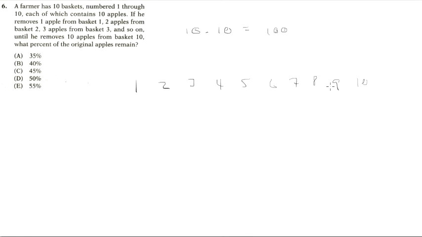So we have 10, 20, 30, 40, 55 that he removed. Okay, so he started with 100 and he finished with 55. So 100 times what percentage equals this. So P is going to be 55 divided by 100, which is actually 55%.